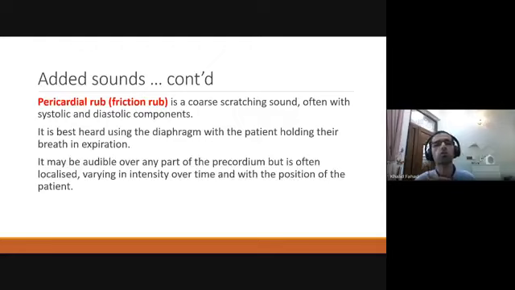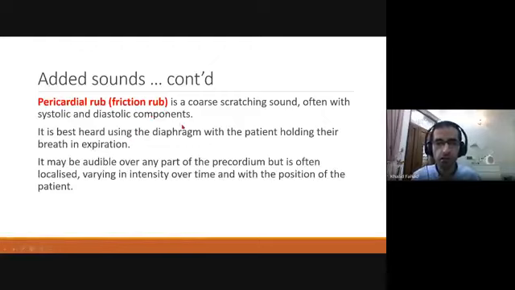So these are the two preferred sites to elicit pericardial friction rub: either in the left lateral position at the end of expiration in the mitral area, or ask the patient to lean forward and put your stethoscope in the tricuspid area and ask the patient to hold his breath at the end of expiration. This is for pericardial friction rub.